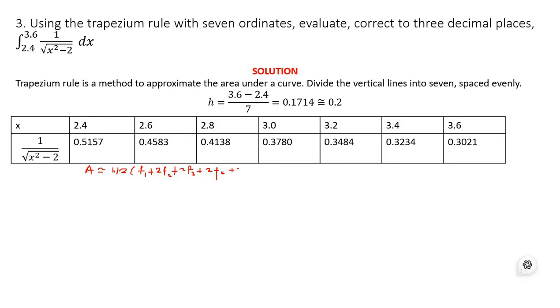So get that noted. You double the others except the first and the last. So almost done here. The last and the first are the ones you will not double. I will not double my first function and the last function. When you are done, you now substitute.